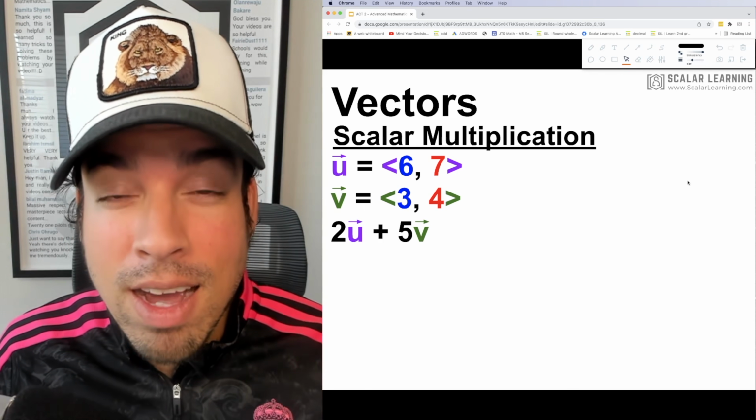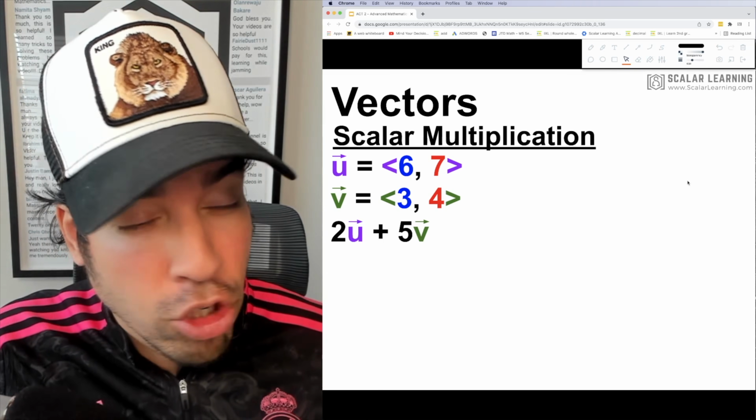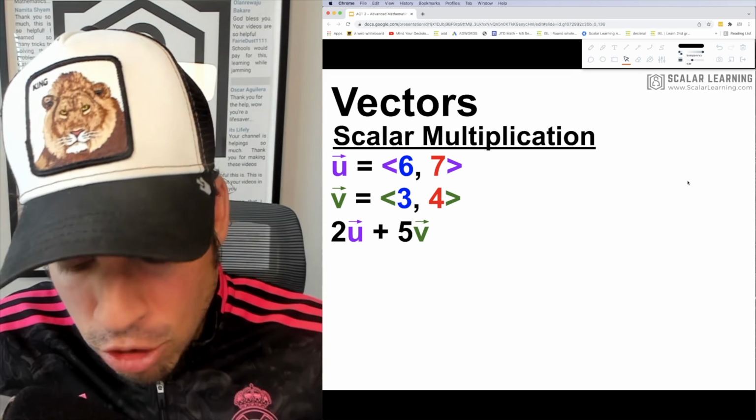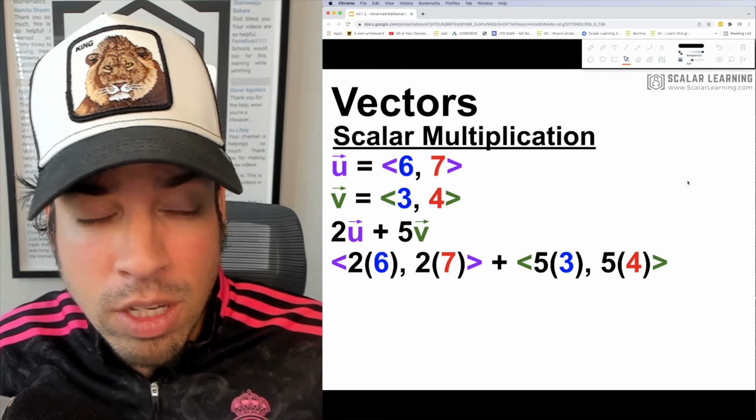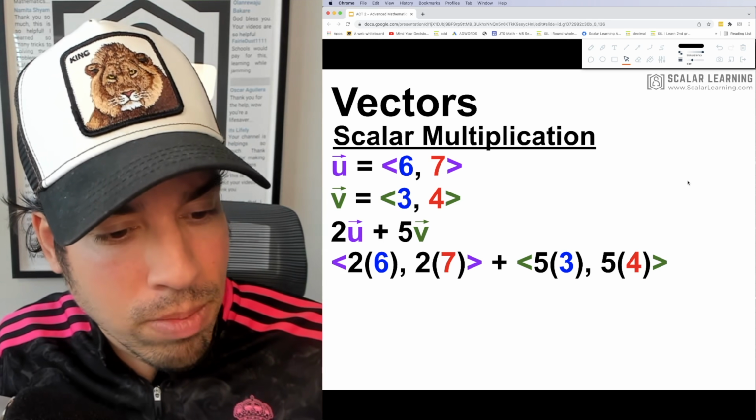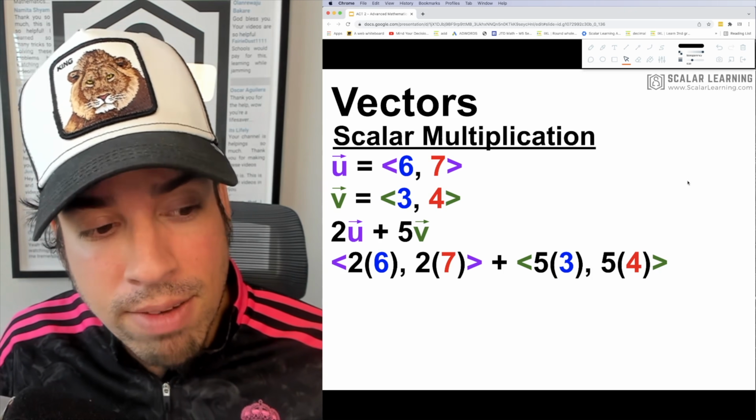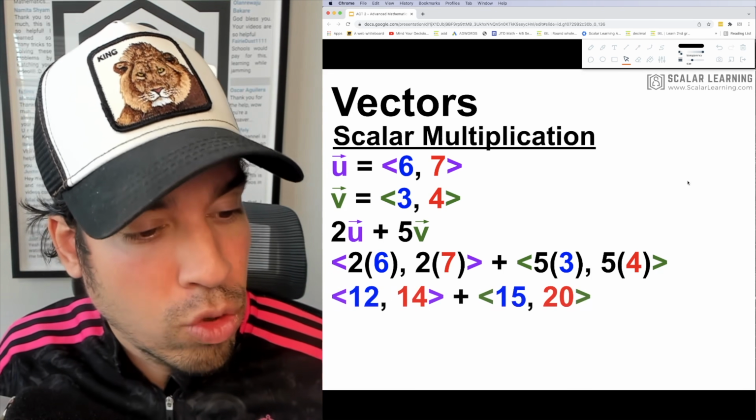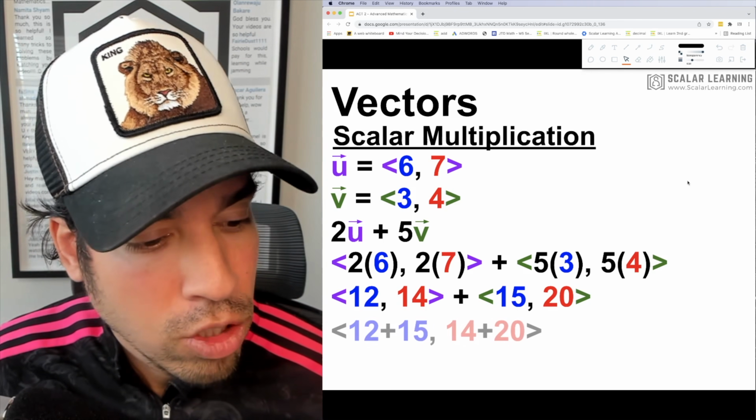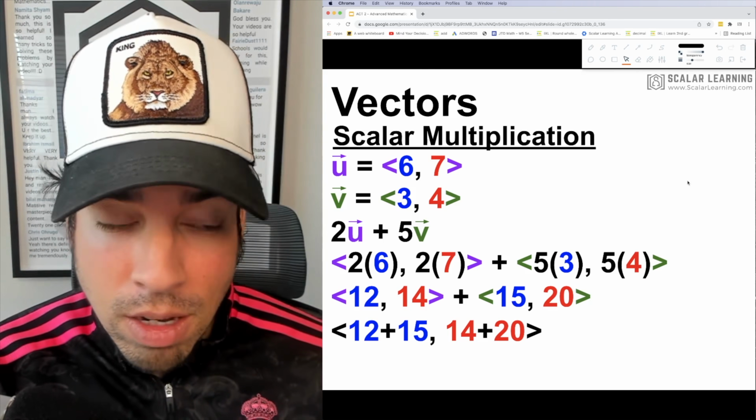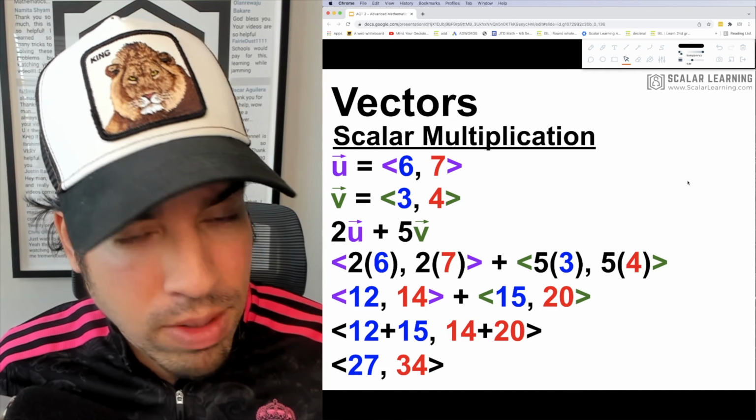So again, it's kind of based on common sense, because you could almost treat this as like coordinates or similar to a matrix. You're just distributing the 2 to each. You're distributing the 5 to each piece. So what does that look like? So the new first one is going to be 2 times each of the components of u, right? 2 times 6, 2 times 7. And then for the v, since there's a 5 in front, it's going to be 5 times each of those pieces. 5 times 3, 5 times 4. So now we have 12, 14, 15, 20. And just like with the addition before, we add the like parts. So we get the 12 plus 15, as those are the first pieces of these vectors, and then add the 14 and 20, which gives us a final component vector of 27, 34.